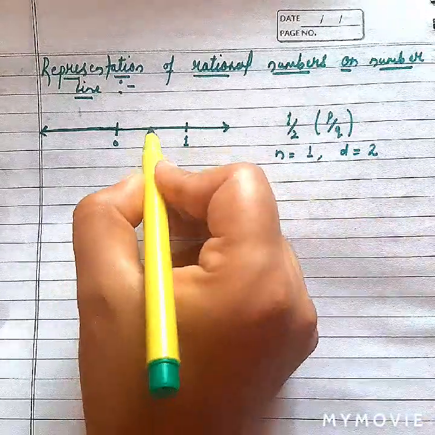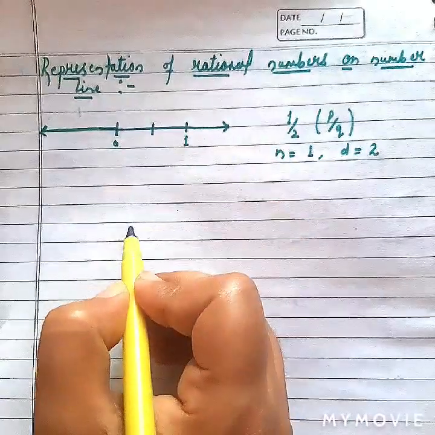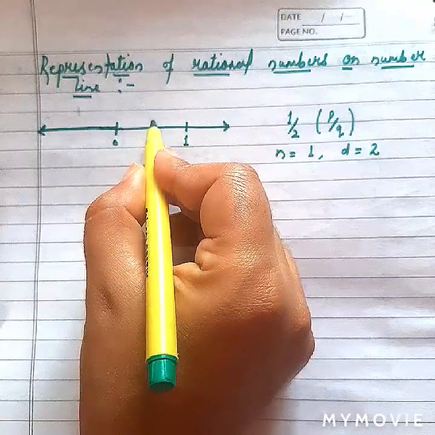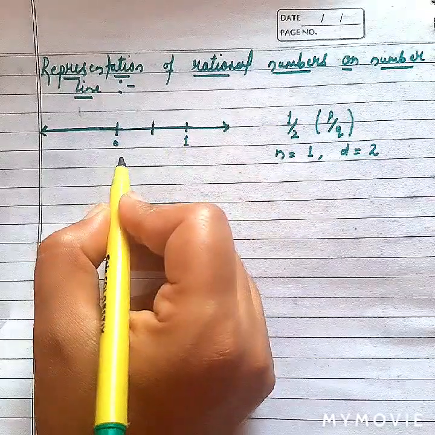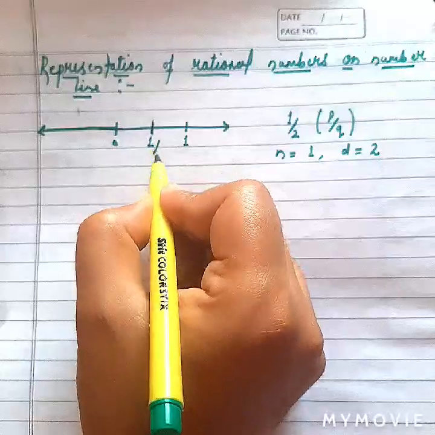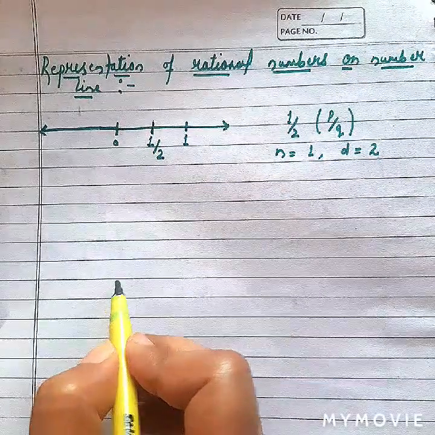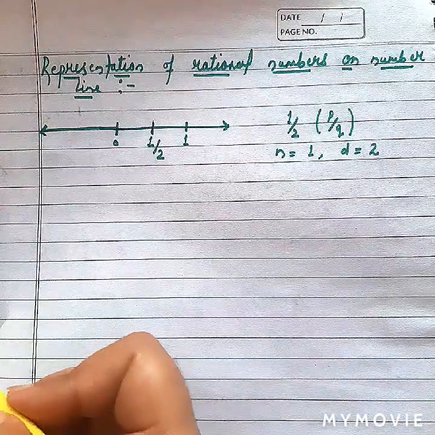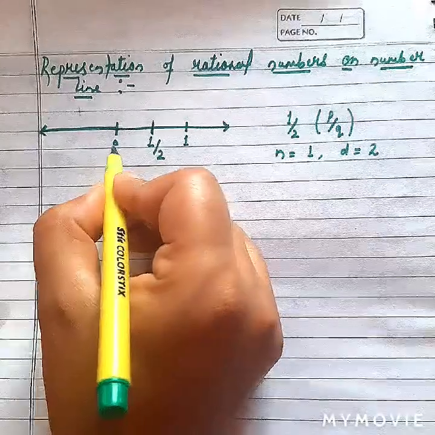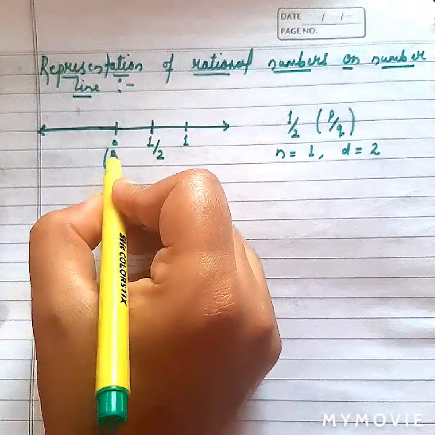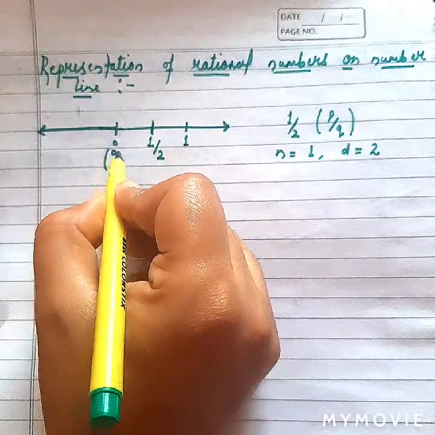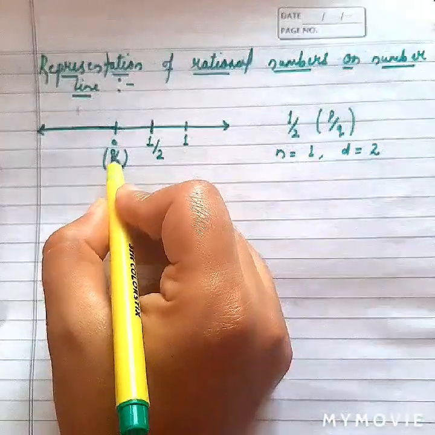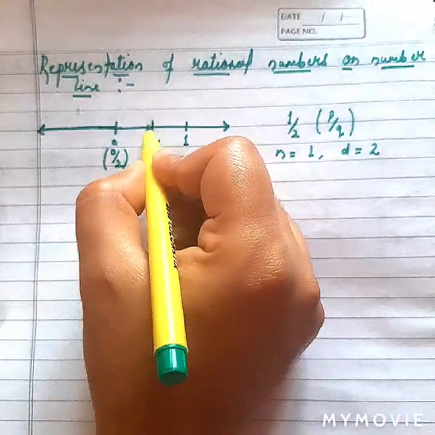Fine. And so we have divided this unit value into 2 parts, and the point at which we divide this place into 2 parts will give us the value 1 by 2, right? So this is the representation of 1 by 2, which is a rational number, on the number line. And here 0, how can we represent 0? This will be equal to 0 by 2. After 0 we will get 1 by 2, which is this value.